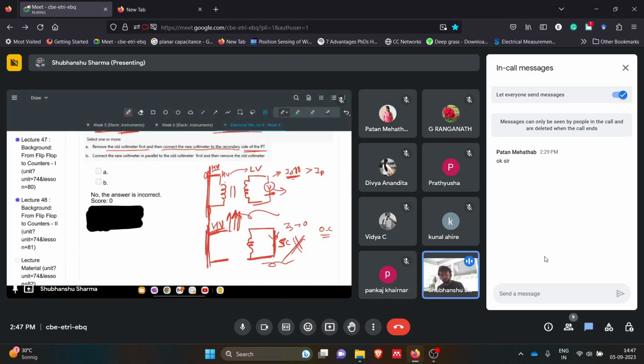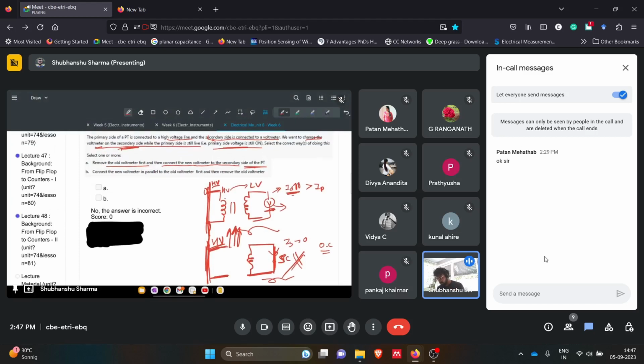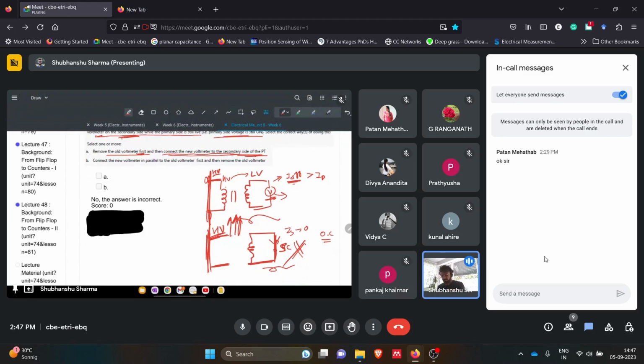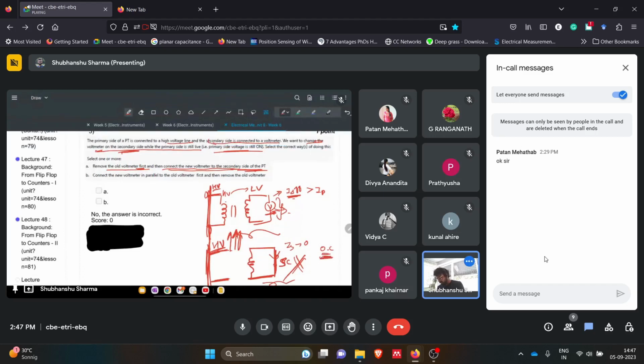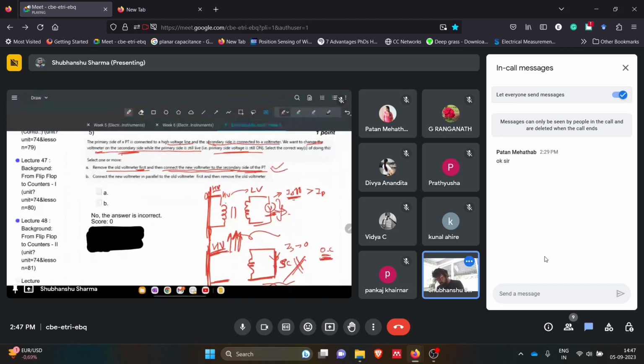So now we will go to the options. The first option is saying remove the old voltmeter first, and then connect the new voltmeter to the secondary side of the potential transformer. I think this is fine, because when removing this voltmeter and introducing something, there is momentarily a phase where we have open circuited the secondary side of this potential transformer, and that is fine, as I mentioned just now. So this is fine.